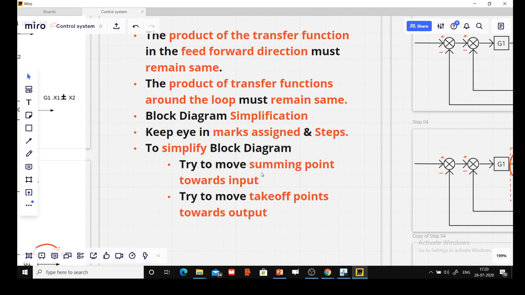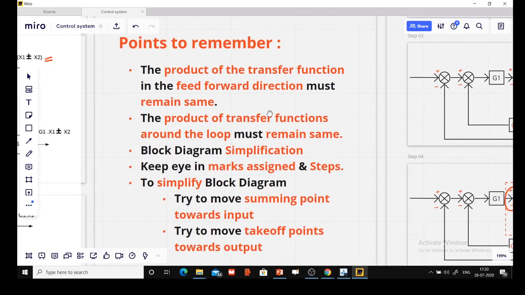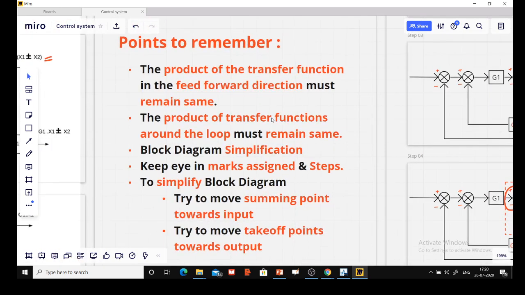Now, very important: these are not standard rules. You need to understand these things and try to implement them. This is only possible with practice. So at least try to solve 4, 5, 10 problems of block diagram reduction, so that you will get good confidence to solve any block diagram reduction problem which comes in the exam.